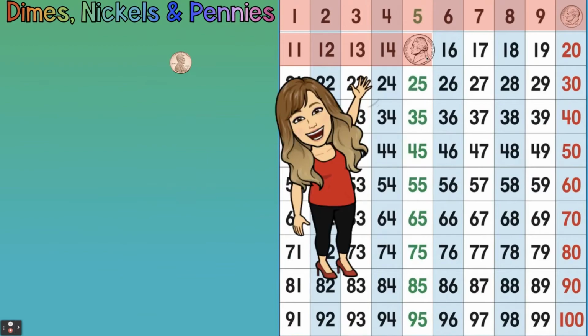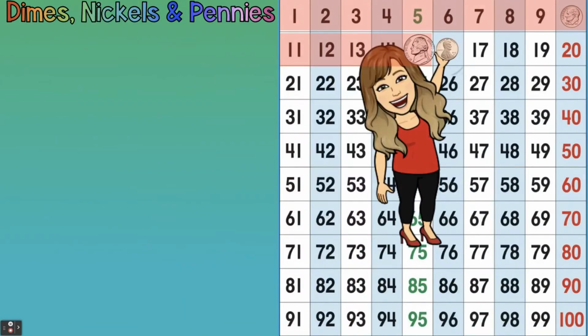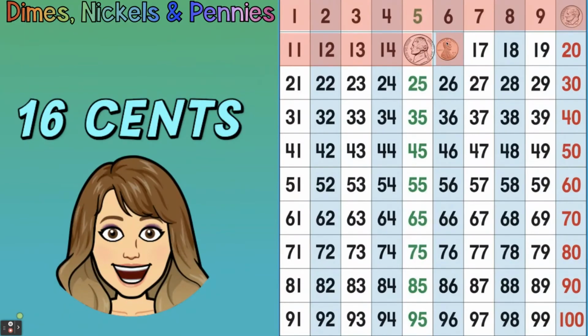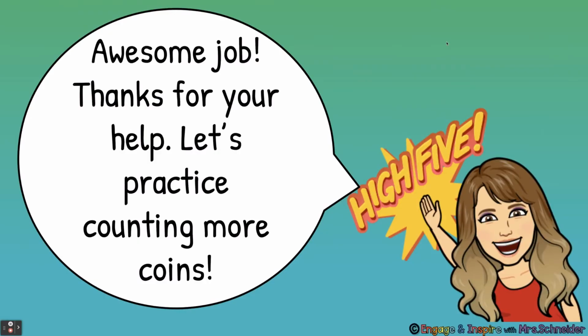And then we need to count up 1 for our penny, 16. So the total value of our coins is 16 cents. Awesome job. Thanks for your help.